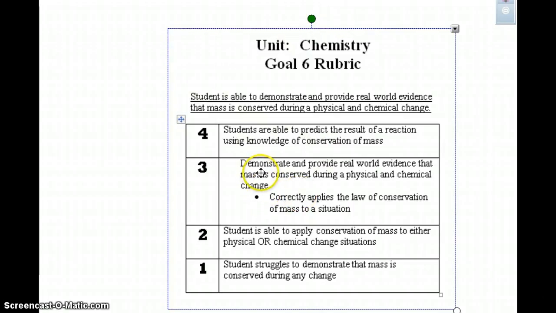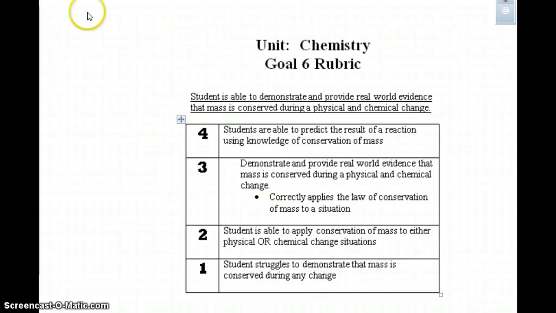So, if you're meeting the goal, you are able to demonstrate and provide real-world evidence that mass is conserved during a physical and chemical change. You are correctly applying the law of conservation of mass, otherwise known as conservation of matter, to a situation. If you are above that goal, you are able to predict the result of a chemical reaction using your knowledge of the conservation of mass or conservation of matter.